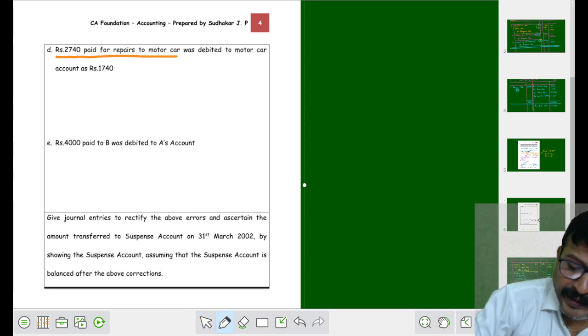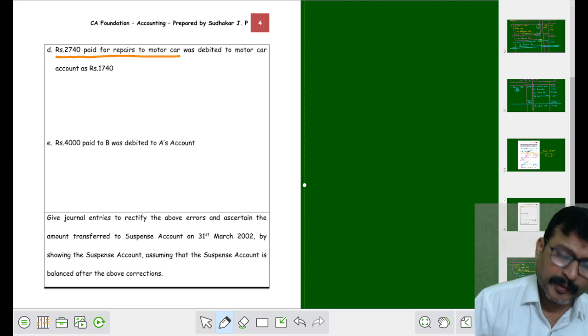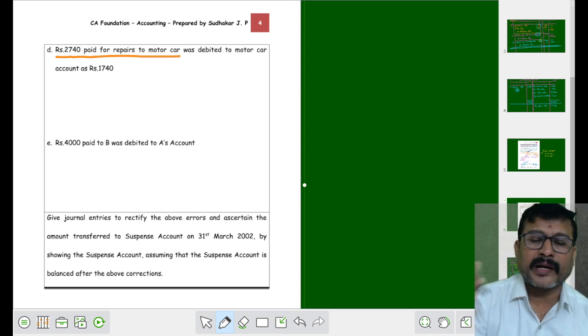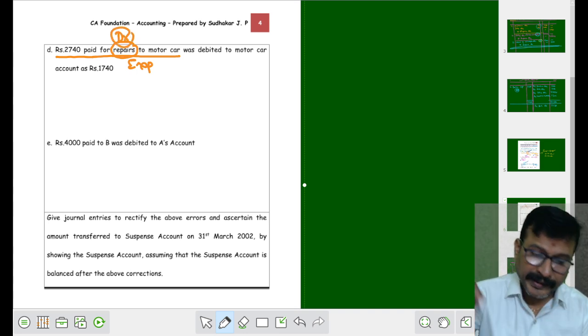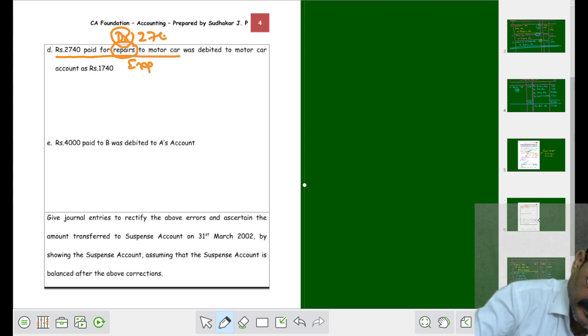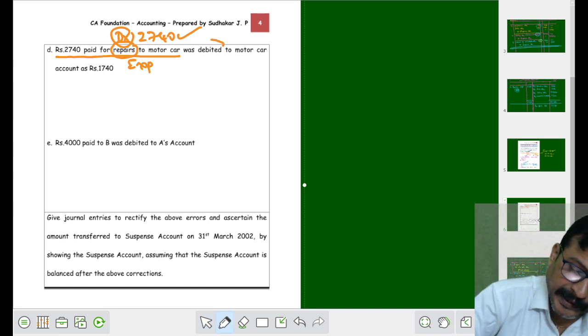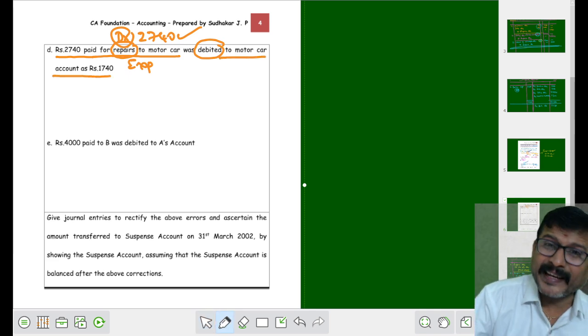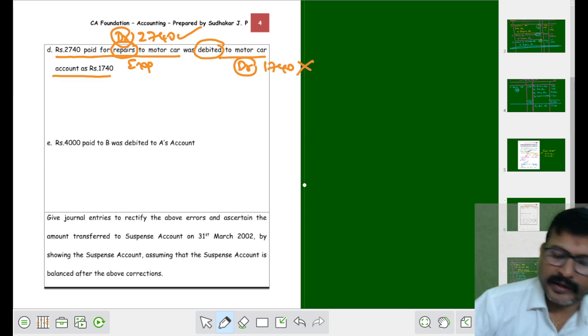2740 paid for repairs to motor car. For you, what you paid? Repairs to motor car. What is important? Is it repairs that is important or motor car that is important? Repairs is important because repairs is an expense. It is to be debited with what amount? 2740. But what have you done? You debited. You did debit, to whom? To motor car. How much did you take in motor car? Debited to motor car as a wrong debit. 1740 is a wrong debit.